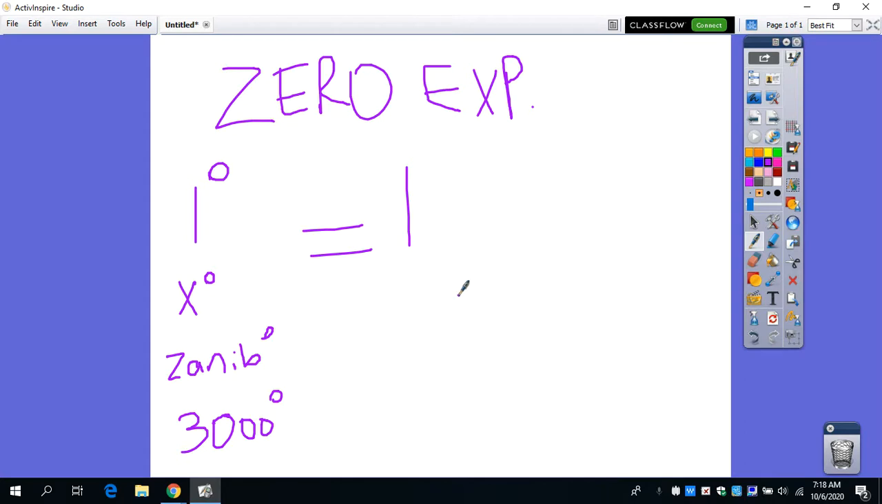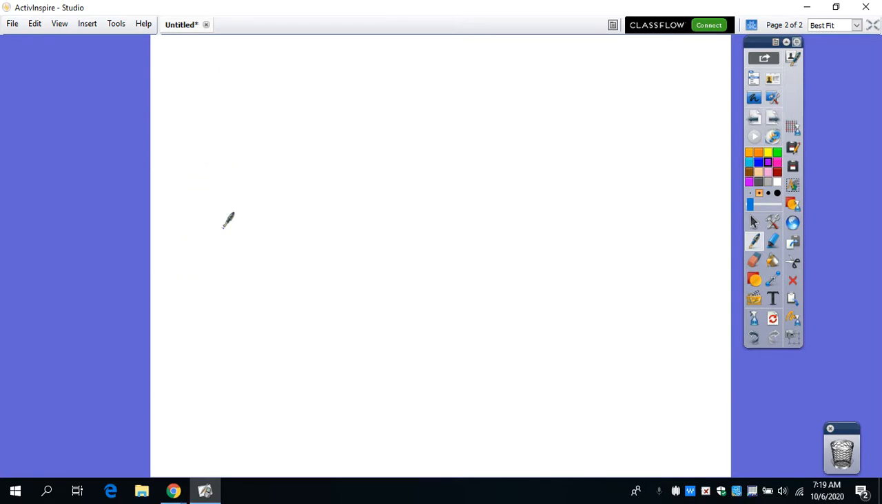It can look like 5 raised to the 0 power. It's still 1. 50 raised to the 0 power. Oh, it's still 1. Okay? There's no exceptions to this rule. Do not change your mind and never put 0. Anything raised to the 0 power will always be 1. Okay? The only time that it's potentially not 1 is if there's a negative sign and it looks like this.